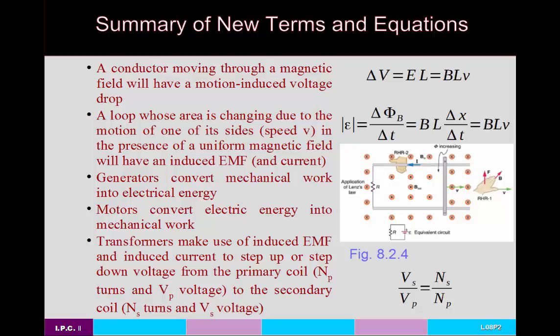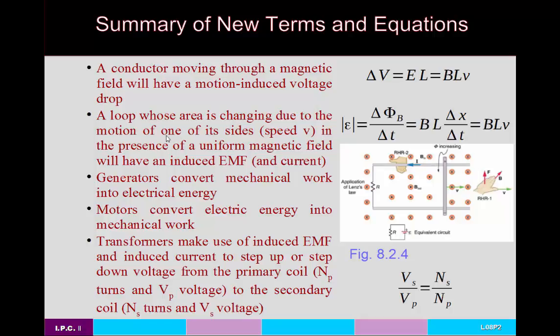Alright, so I wanted to give a brief summary of the new terms and equations that we used here. Basically, a conductor moving through a magnetic field is going to have a motion-induced voltage drop given by this equation. Delta V is BLV, and of course if the velocity vector and the magnetic field vector are not perpendicular, then it's BLV sine theta.